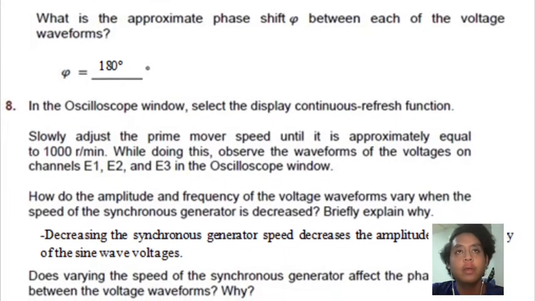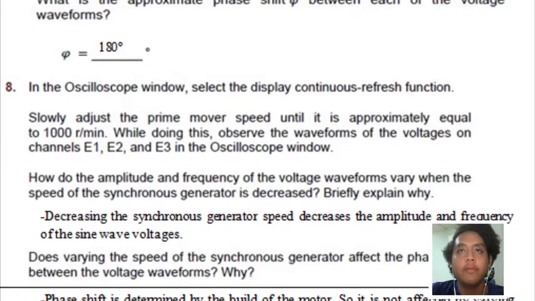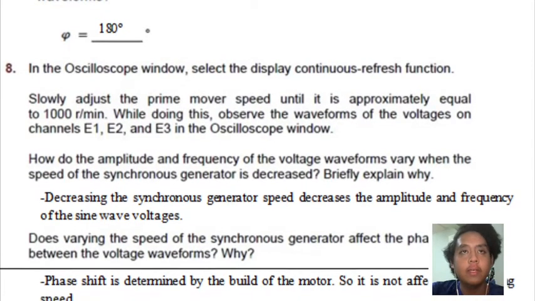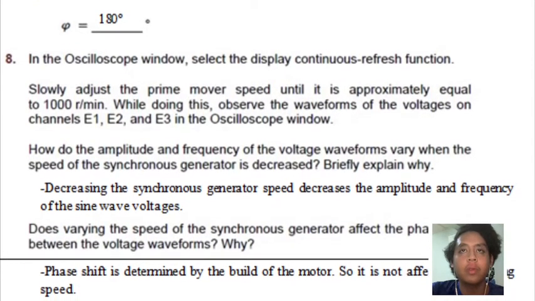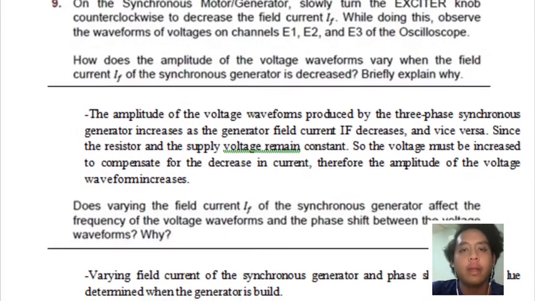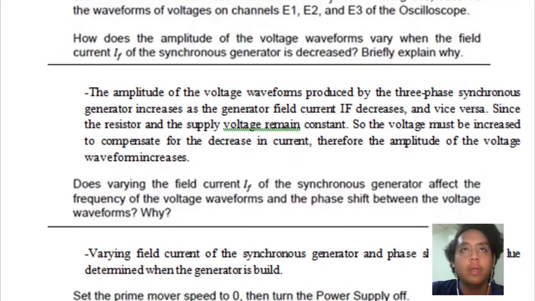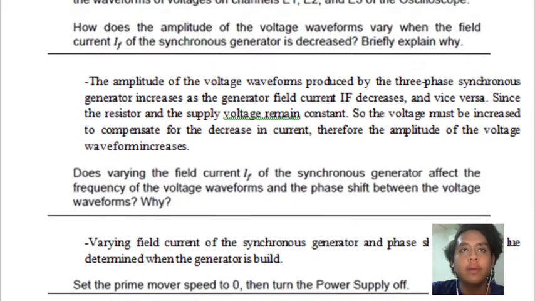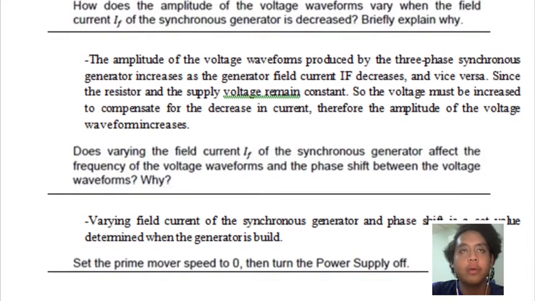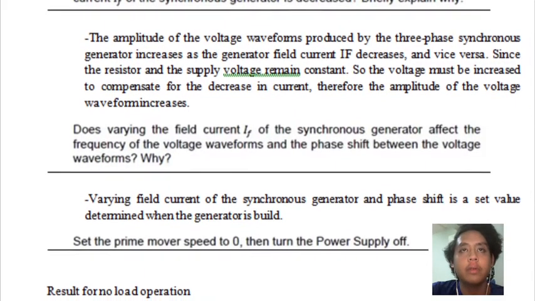Next question, does varying the speed of the synchronous generator affect the phase shift between the voltage waveforms? Why? So the answer is the phase shift is determined by the build of the motor, so it is not affected by varying the speed. Okay, after that, on the synchronous motor, slowly turn the exciter knob counterclockwise to decrease the field current. While doing this, observe the waveform of voltage on channels E1, E2 and E3 of the oscilloscope. How does the amplitude of the voltage waveform vary when the field current IF of the synchronous generator is decreased?